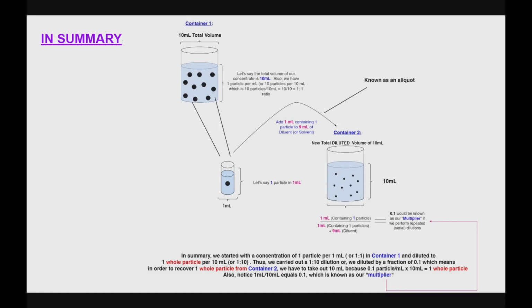It says thus we carried out a 1 to 10 dilution, or we diluted by a fraction of 0.1, which means in order to recover one whole particle from container 2, we would have to take out 10 milliliters, because we have 0.1 particles per milliliter in container 2. So we would have to take 10 of those out to get that one whole particle. It also says, notice that 1 milliliter per 10 milliliters equals 0.1, which is known as our multiplier.